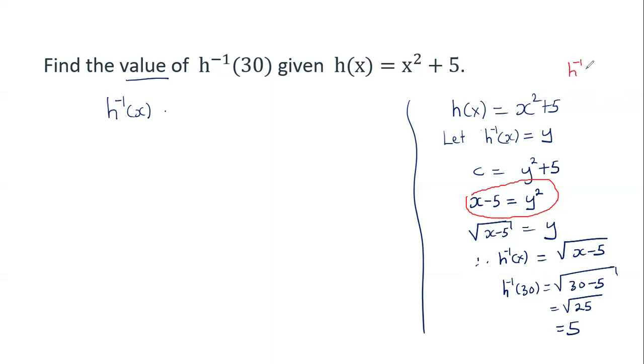Like you say h inverse of x, then you put a square root. Like, you put a square. Then you say it is equal to x minus 5. Yes, it is okay as long as you remove the squared very well. Okay, thank you.